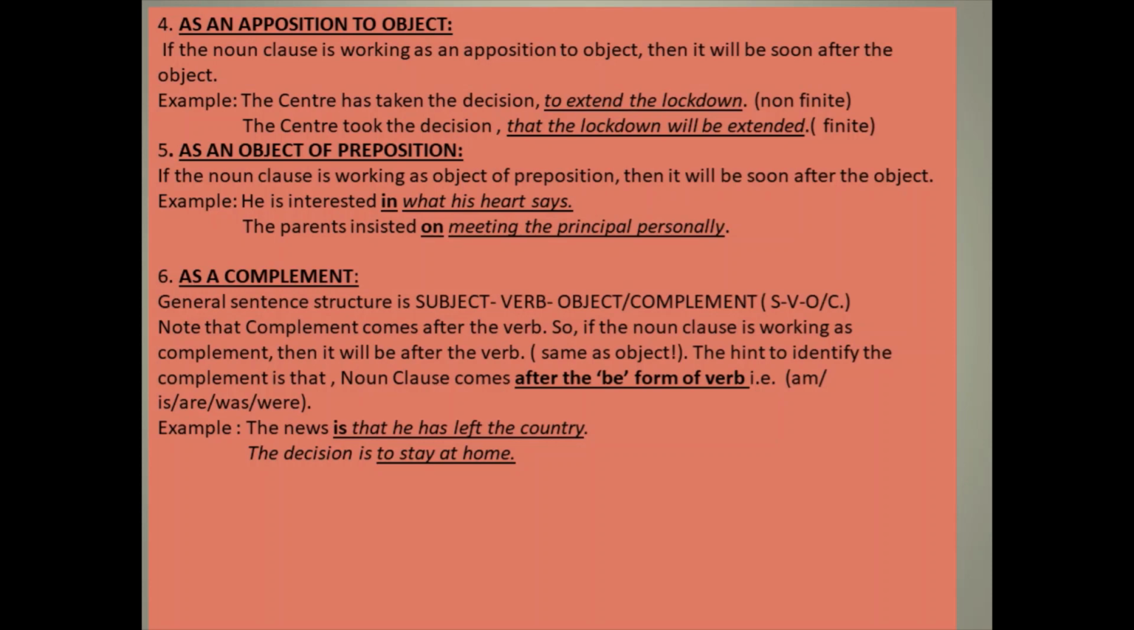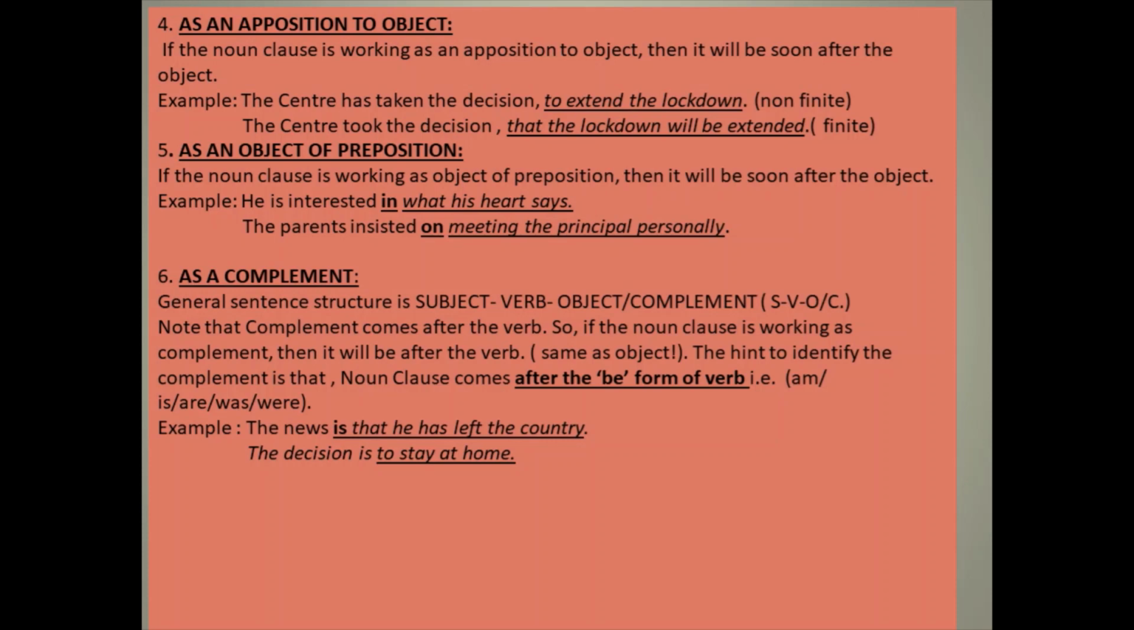Okay, now as an object to preposition. Now this is something different. If the noun clause is working as object of preposition, then it will be soon after the object. That means we have just learned that apposition to the object also will be soon after the object, and if it is as an object of preposition, again it will be soon after the object. But there is a small hint that you can get over there. He is interested in what his heart says. Now here the noun clause is working as an object of preposition.